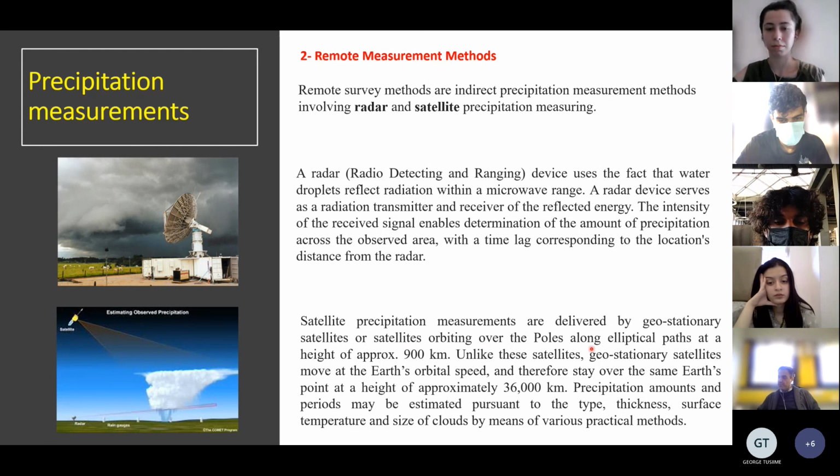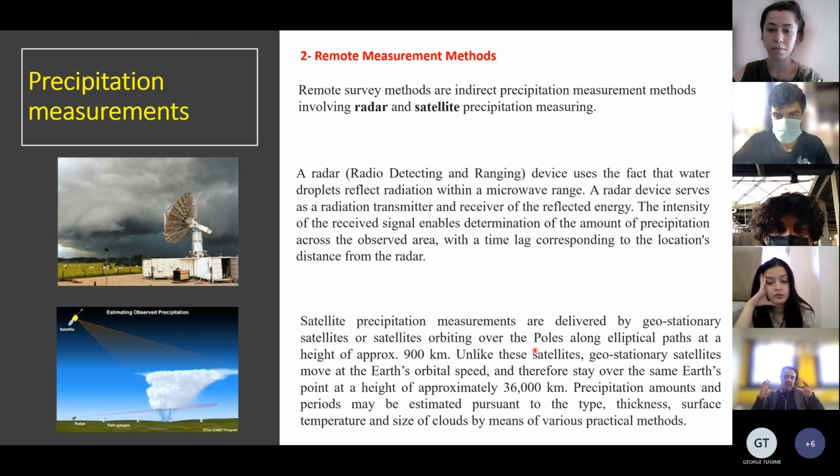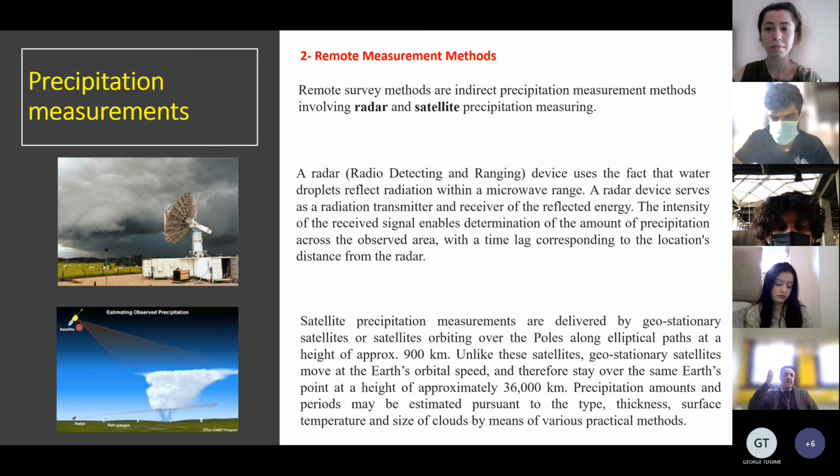Satellite precipitation measurements are derived by geostationary satellites or orbiting satellites. We have two kinds of satellites. One is constant, fixed, and just monitors a given angle, like this one you see here. The other kind of satellites are orbiting around the Earth. They can monitor the entire globe, orbiting over the poles along elliptical paths at a height of approximately 900 kilometers. Unlike these satellites, geostationary satellites move at the Earth's orbital speed and therefore stay over the same Earth point.